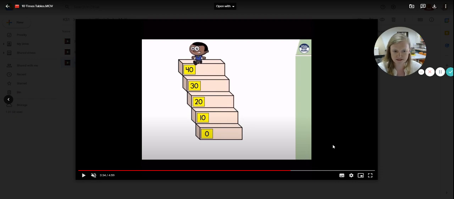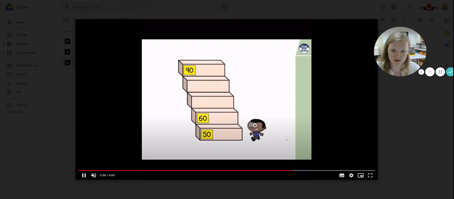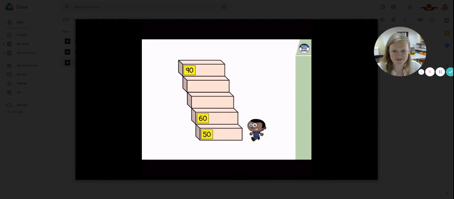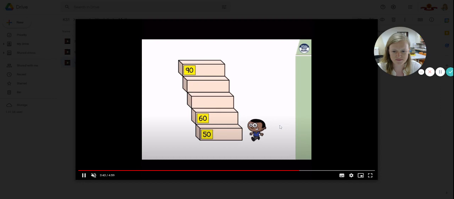Let's see what happens next. Oh no, on his next set of stairs, some of them are missing. But it's okay. It's like when we saw our counting in tens at the very beginning with some of them missing. We can do the counting with them, and we can fill in the gaps. Let's have a go. All right, Mo, you ready to go? Right, let's see. 50, 60, 70, 80, 90. We did it for him.